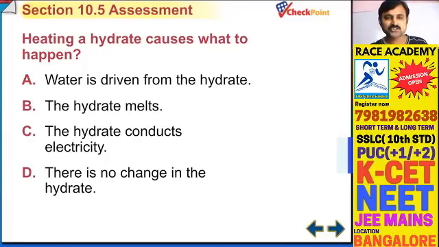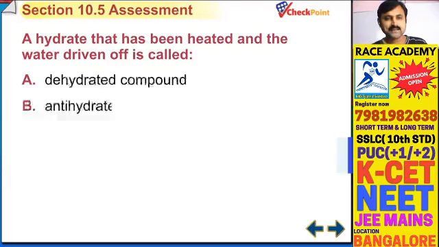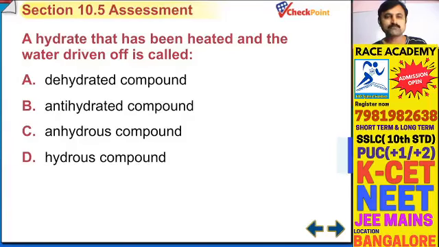Heating a hydrate causes what to happen? Just now we observed when you heat the hydrate, what will happen? The water molecules are completely removed from the given hydrate. Next, a hydrate that has been heated and the water driven off is called an anhydrous compound. Suppose when you call calcium chloride anhydrous, aluminum chloride anhydrous, it means you have removed the water from it. Water is driven off.